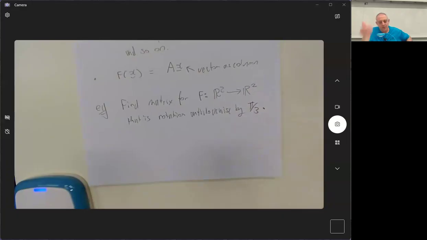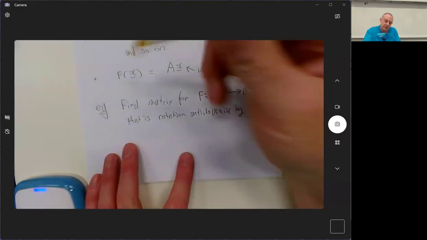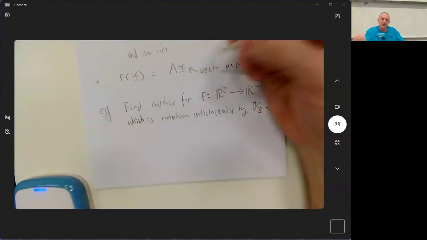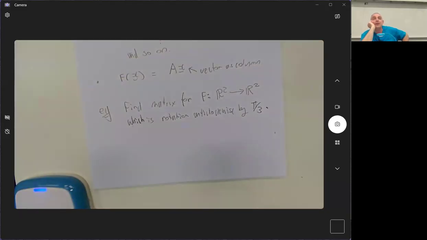Find a matrix for F which sends R2 to R2. Actually, that should be a which is rotation anti-clockwise by pi on 3. If they don't tell you what centre it's rotating about, it's always the origin. And in fact, it will never not be the origin in this course because that wouldn't be a linear transformation. So what I need to do is figure out what that rotation does to the standard basis.